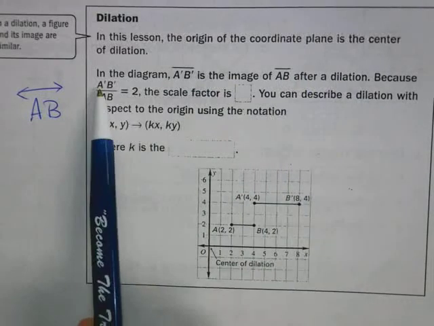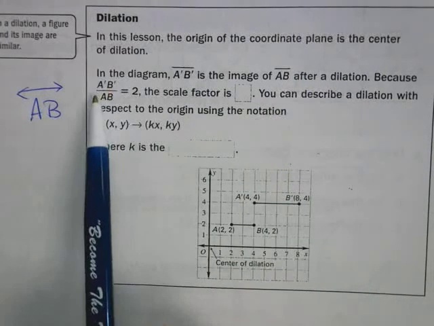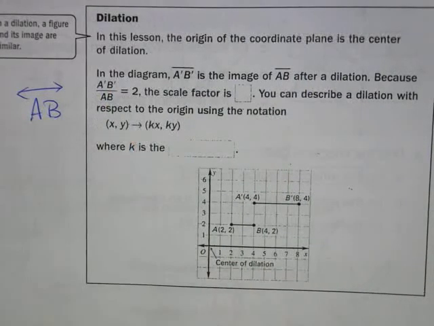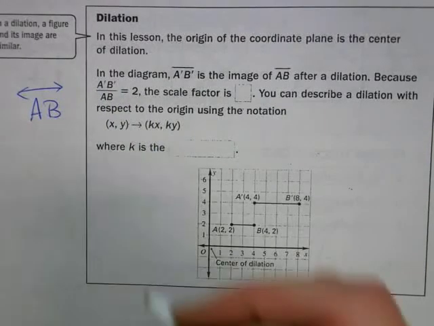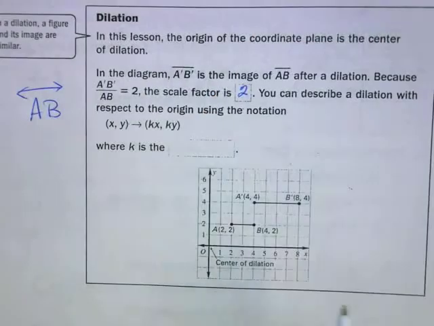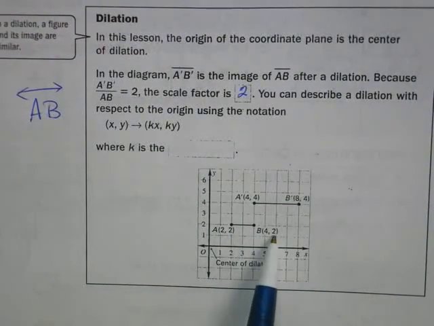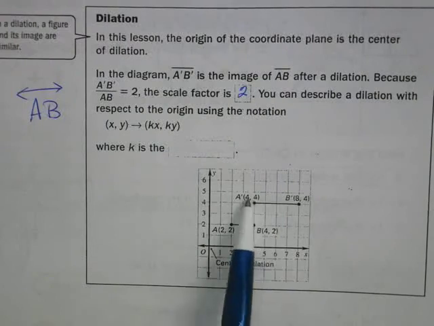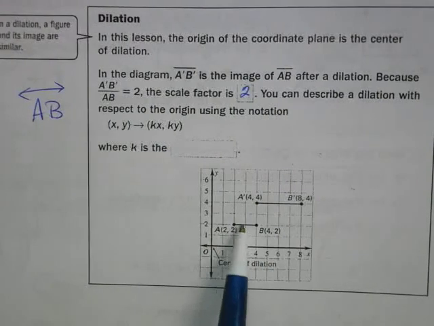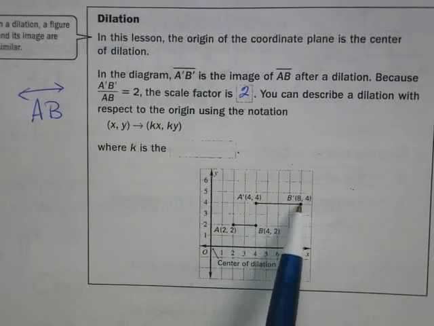Because A prime, B prime over AB is 2, the scale factor is what? The scale factor is 2. So what they're saying is if I multiplied these numbers by what number? 2, I get these numbers. And look, what was the length of this guy? 2. What's the length of that guy? 4.